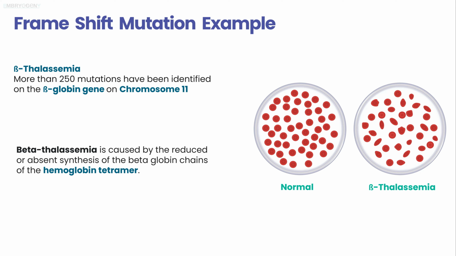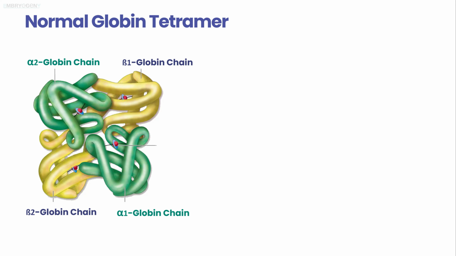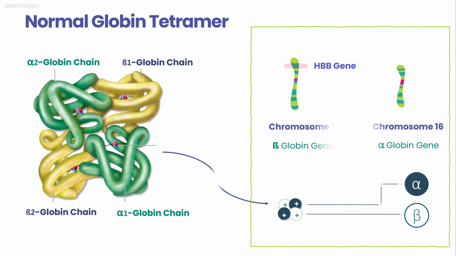Beta thalassemia is a classic example of a frame shift mutation. Beta thalassemia is caused by reduced or absent synthesis of beta globin chain of the hemoglobin tetramer. Hemoglobin tetramer, meaning 4 polymers, is formed by 2 alpha polymers and 2 beta polymers. The beta polymer is coded by HBB gene on chromosome 11, whereas alpha polymers are coded by a gene on chromosome 16. In a normal person, there is a balance between production of alpha and beta globin, resulting in a balanced structure of the hemoglobin molecule.